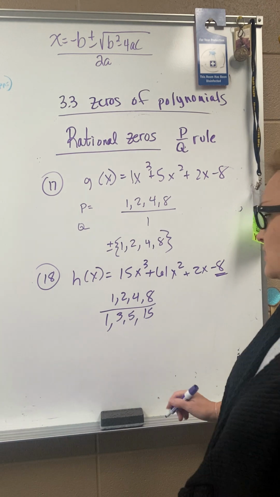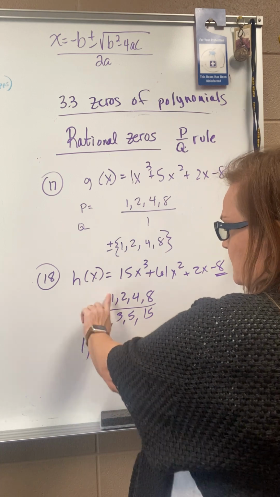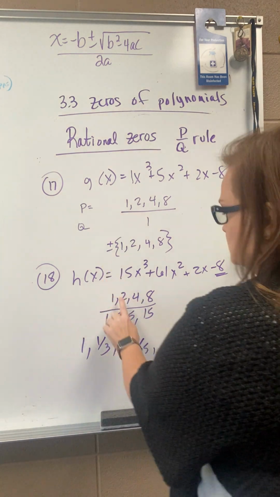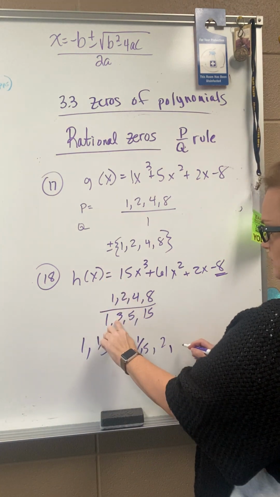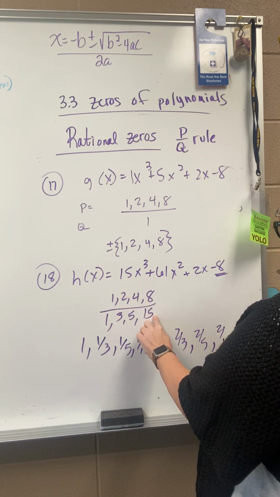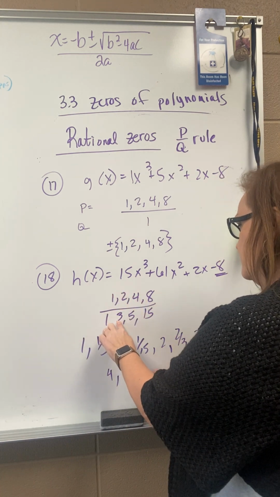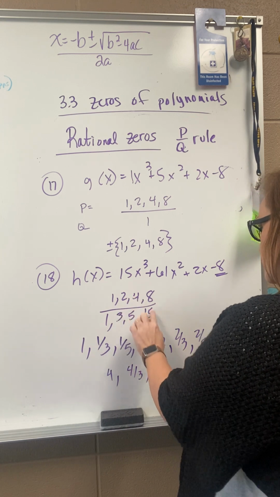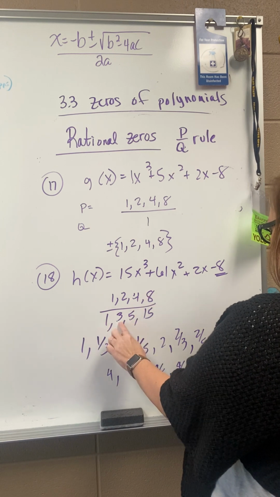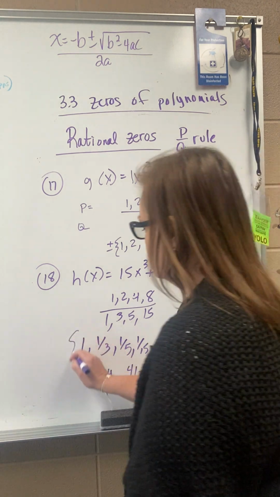So let's write this out. I'll start with 1, some systematic way. 1 over 1, 1 over 3, 1 over 5, 1 over 15. Then do 2, 2 over 1, 2 over 3, 2 over 5, 2 over 15. Then 4, 4 over 1, 4 over 3, 4 over 5, 4 over 15. And lastly, 8, 8 over 1, 8 over 3, 8 over 5, and 8 over 15. And it could be plus or minus.